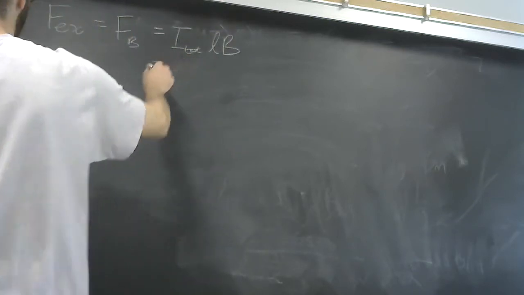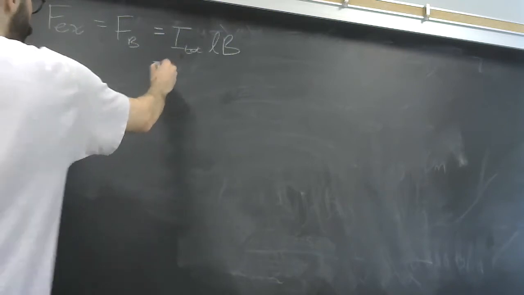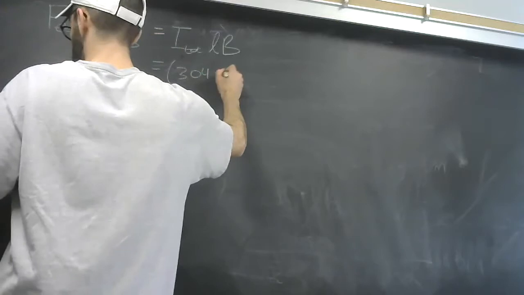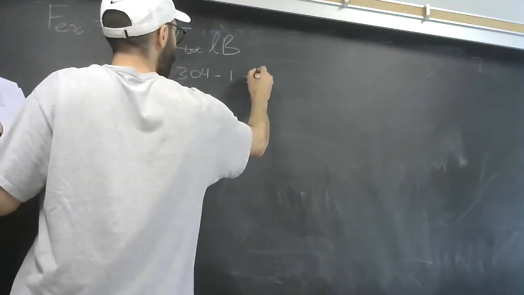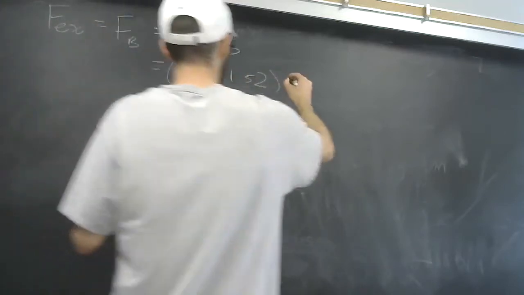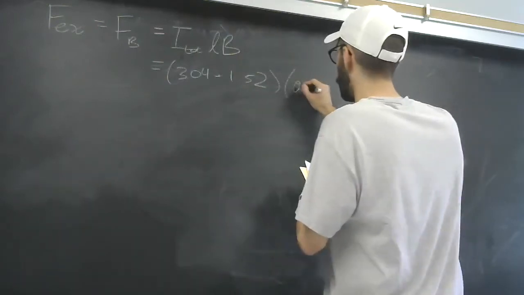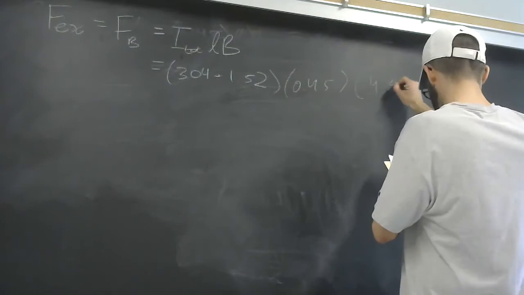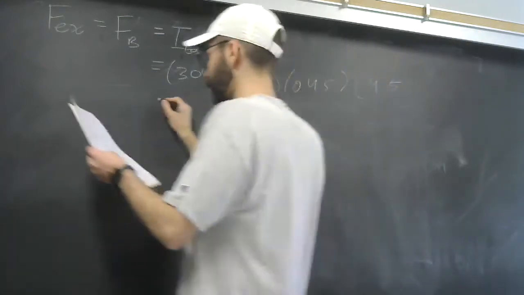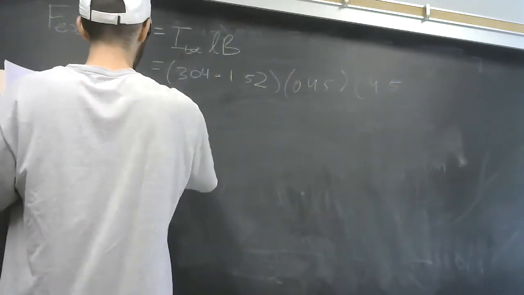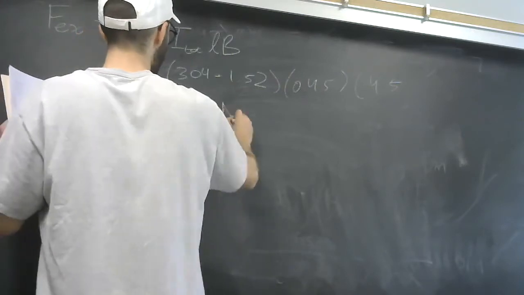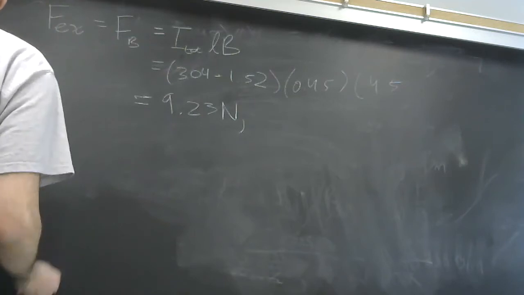At this point, we can just plug in what we saw. We previously solved I induced 1 and I induced 2 as 3.04 plus 1.52, and the length we're given is 0.45, and then B is 4.5. All that comes out as 9.23 newtons.